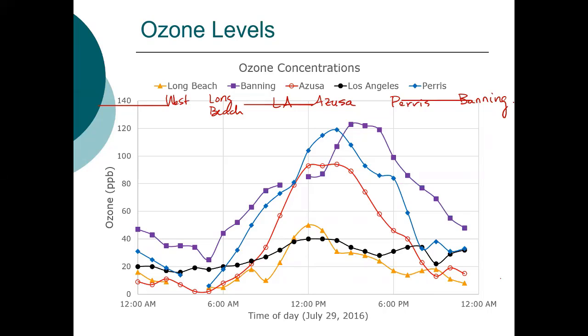Typically we think of LA as having extremely poor air quality. What do you note from this plot? Is LA the worst? No. Turns out when you look at this in terms of air quality, in terms of ozone levels, LA is not the worst. Now, Long Beach is right here. And you see the peak for Long Beach and LA are actually about the same time.